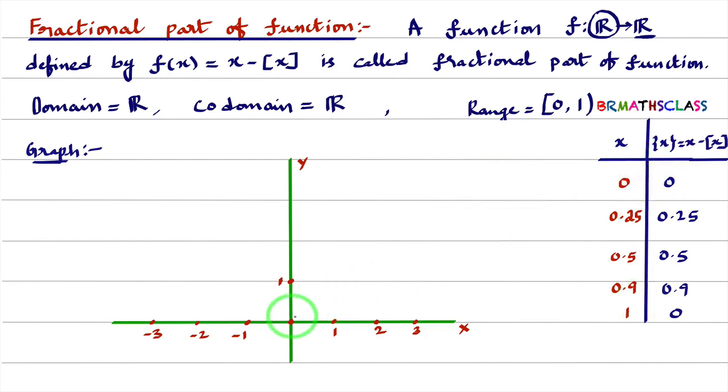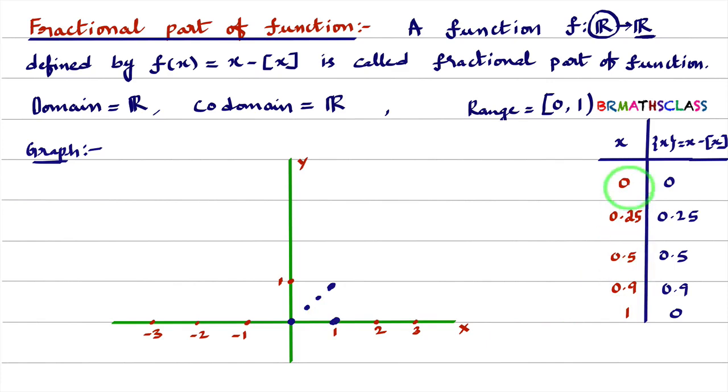Here, the point (0, 0) is there. I'll mark that point. This is (0, 0). Then (0.25, 0.25), approximately here. Then (0.5, 0.5) will be here, and (0.9, 0.9) will be here. Try to understand. When I take x value 1, I am getting 0 here. The point (1, 0) will lie here. Please catch this point.